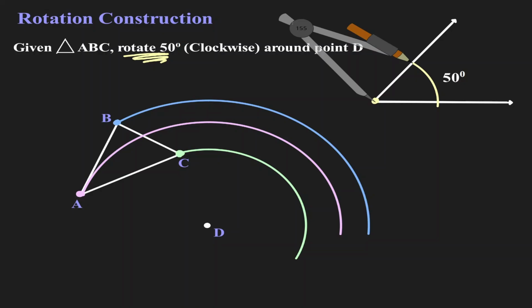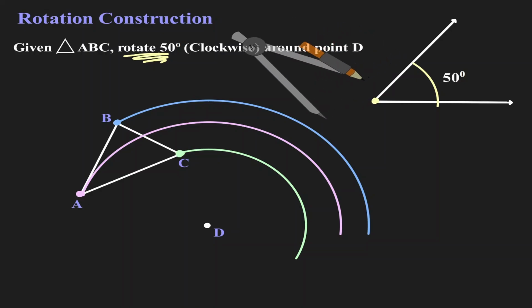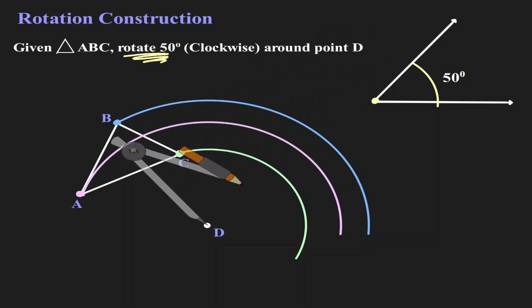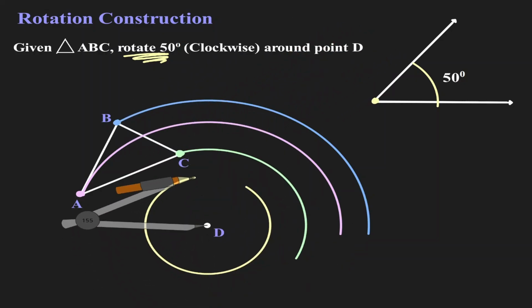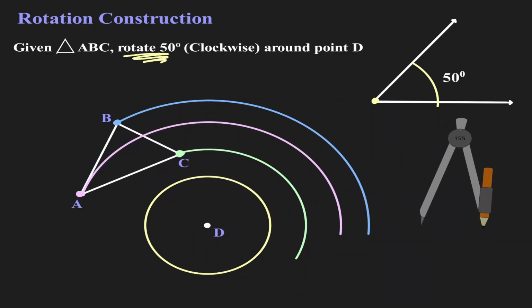So very important, we're not going to change this measurement. So we have our angle for 50. Now let's go back without changing the measurement to our center of rotation and create a circle using that measurement. So now that we have the path of rotation, and a circle that will represent 50 degrees, we have everything that is needed to start our construction.